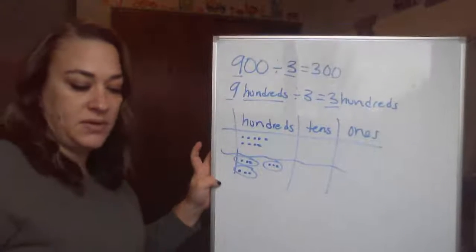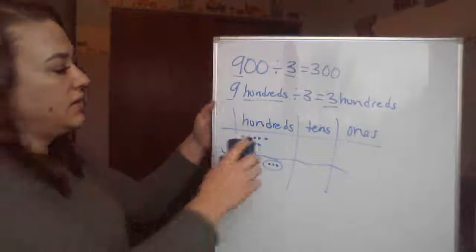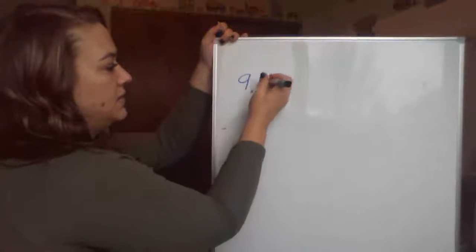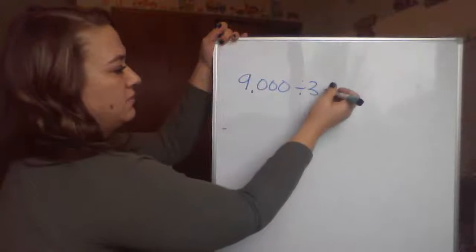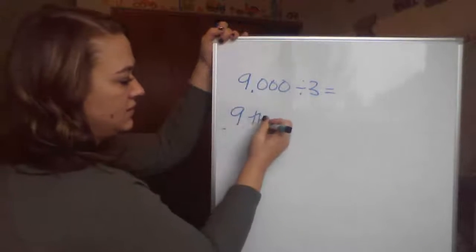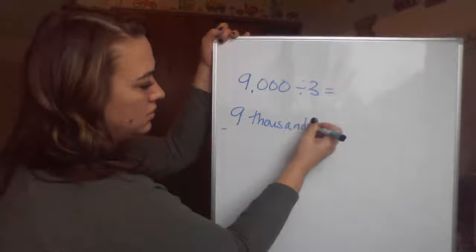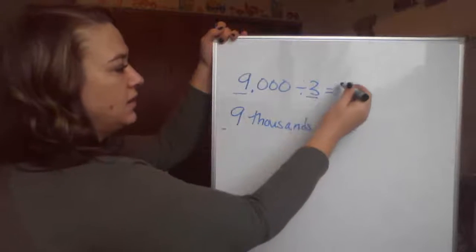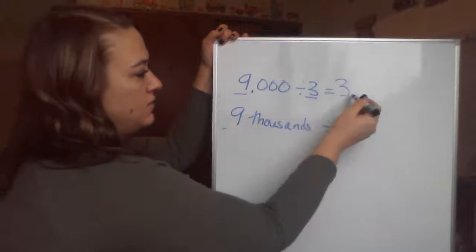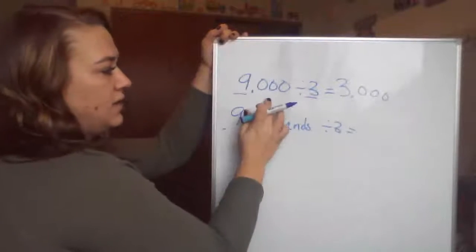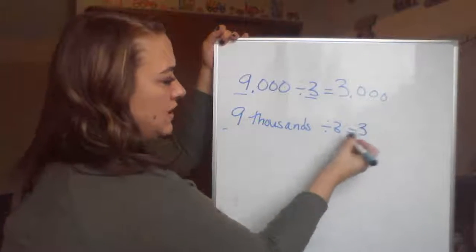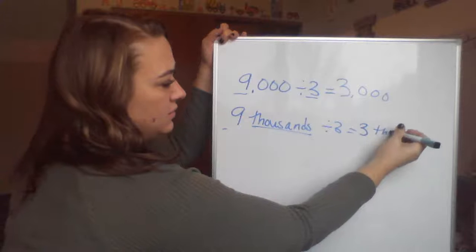Okay. So this would also be true for our thousands. So if we did 9,000 divided by 3, 9 thousands divided by 3, still going to follow that rule. 9 divided by 3 is 3. 1, 2, 3 zeros. So 9,000 divided by 3 is 3,000. 9 divided by 3, 3 thousands.